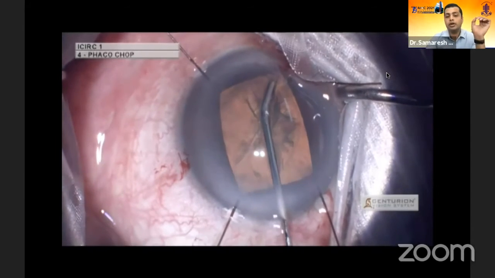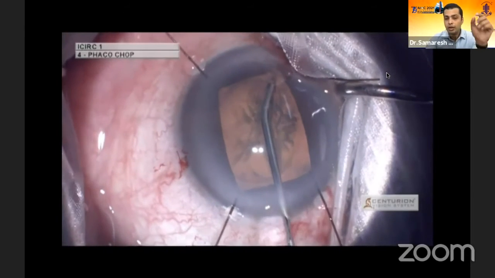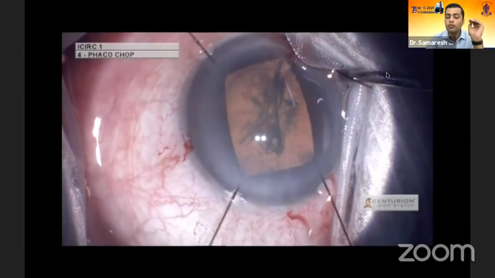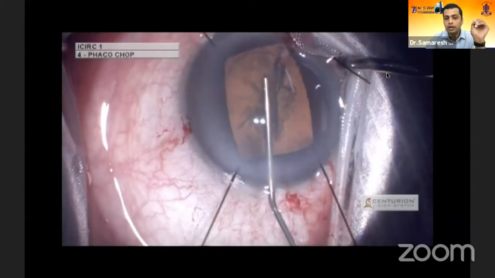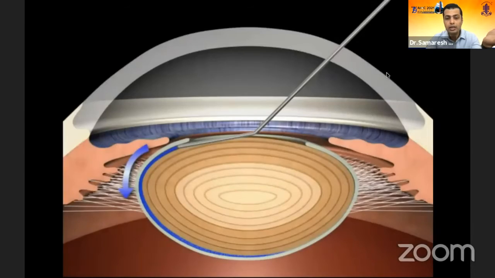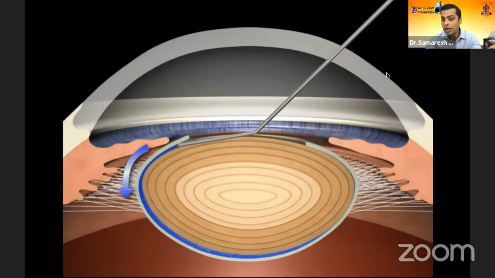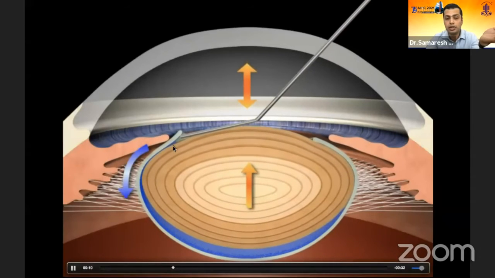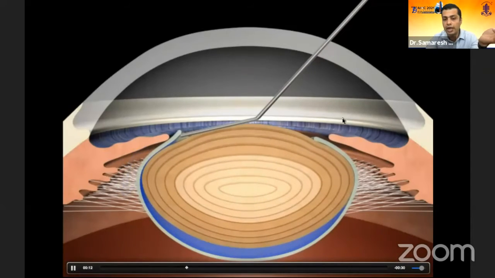But one of the most important steps is this. When you do a hydrodissection, be very sure that you slightly decompress it and don't overinflate the capsular bag, because it's already very tight. Just to show you, if you do a hydrodissection, and if you have a small capsular rhexis and you don't decompress or you overinflate, you're going to push the entire lens anteriorly, and this is called an intraoperative capsular block, or an IOCB.